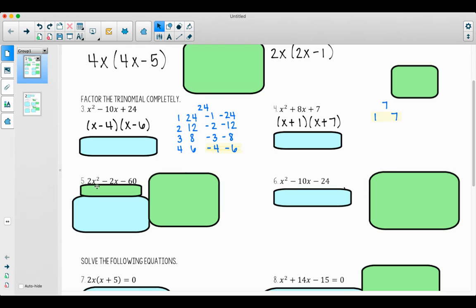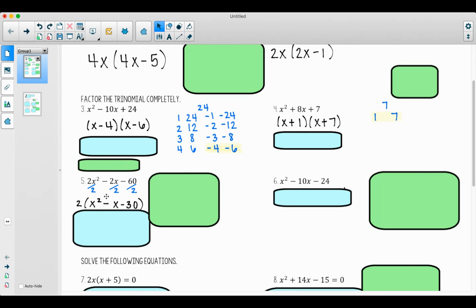In problem number 5, we notice that there's 2x squared minus 2x minus 60. This is different than problems 3 and 4 because there's a number in front of that x squared. We should always remember that our first step for factoring is to see if we can factor out a greatest common factor. Between 2x squared, negative 2x, and negative 60, there's a greatest common factor of 2. So I'm going to factor out a 2. What I'm left with is now x squared minus x minus 30 by dividing all of those numbers by 2.